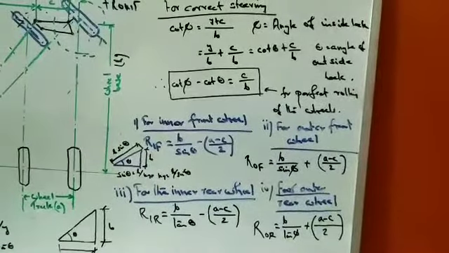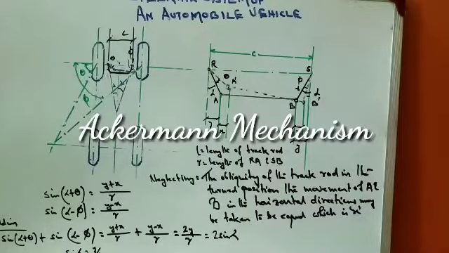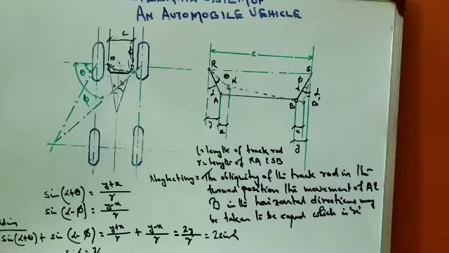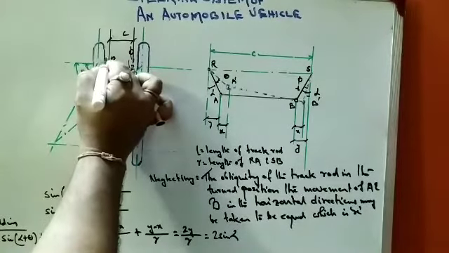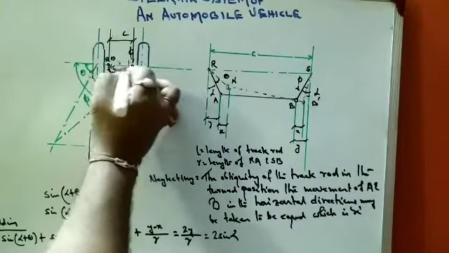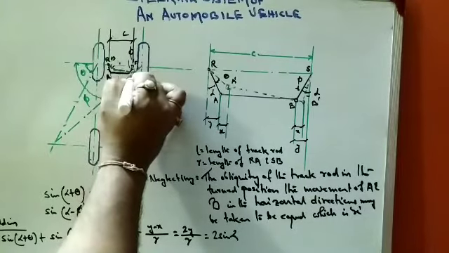Now we go to the Ackermann mechanism. This figure shows the Ackermann mechanism. Link RA and SB: this is the link RA, I have given the names. This is R, this is A, this is S, this is B.